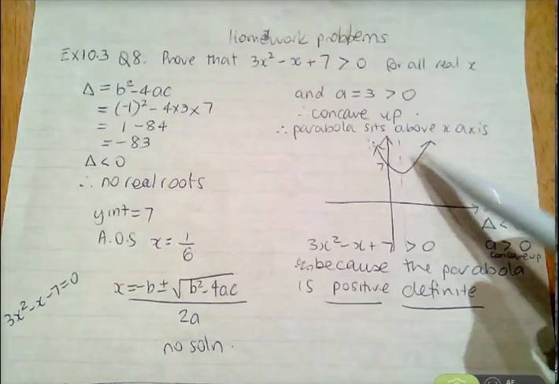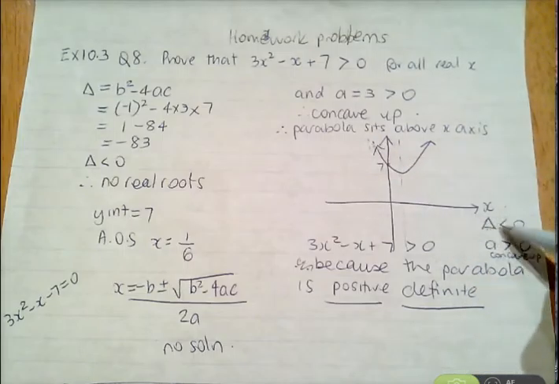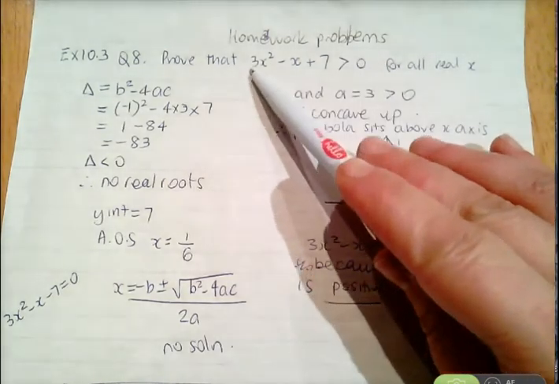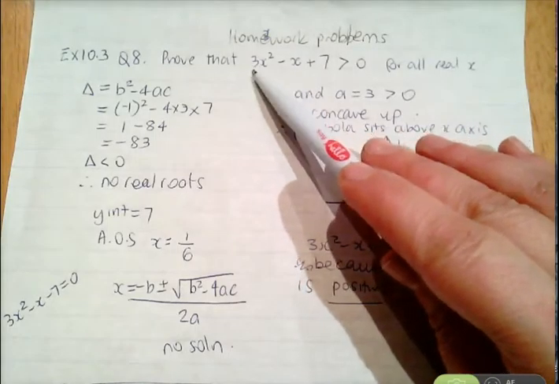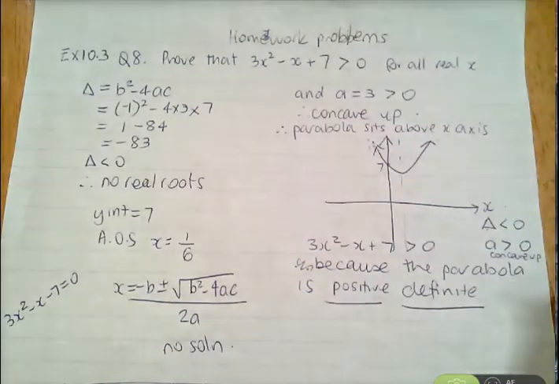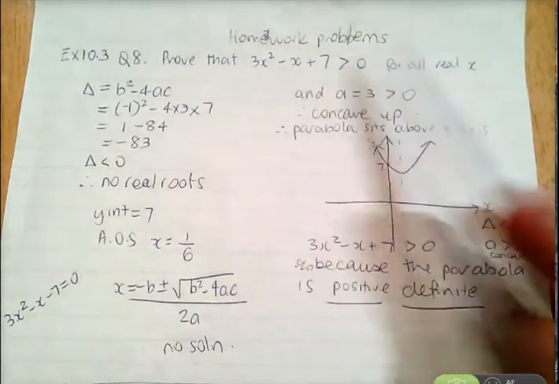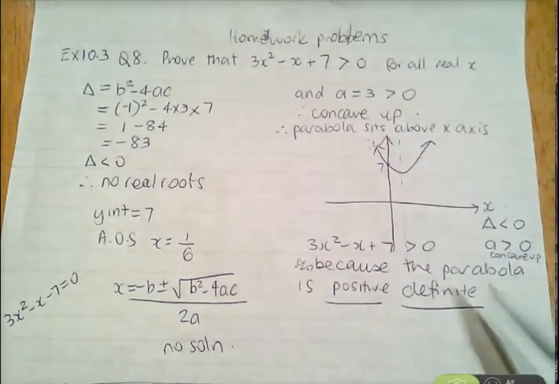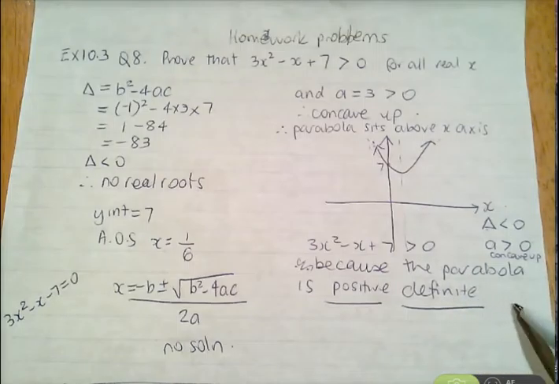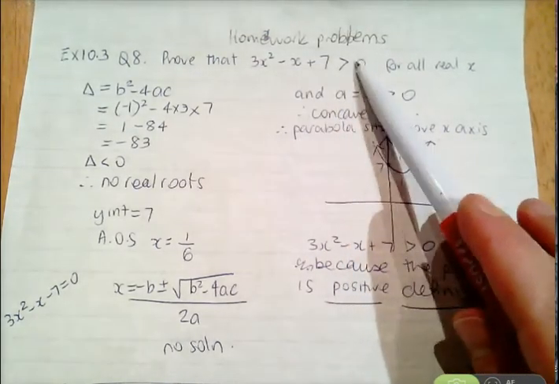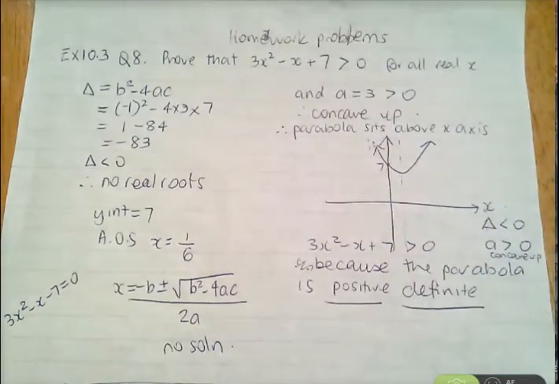Now, for it to sit above the x-axis like that, that means that the discriminant's less than 0, because it's got no real roots. And we can see that the value of a, which is the coefficient of the x squared term, is positive, so it's concave up. So therefore, this question is really asking, prove that that parabola is positive definite. So we need to look at the question like that. We need to interpret that as saying, prove that this parabola is positive definite.